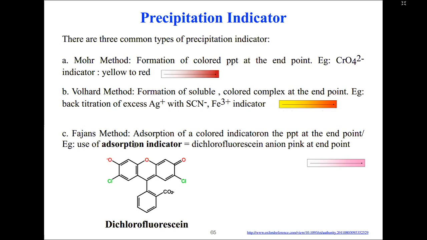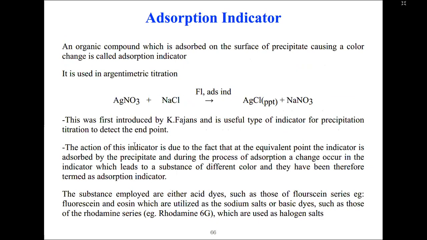And the last one, the indicator is attached to the surface of the PPT. And when it is attached, that is colored. Okay. Not the whole PPT is colored, just the surface is colored. So an adsorption indicator is a type of precipitation indicator which is adsorbed on the surface of the precipitate, causing a color change in the indicator. For example, here you have AgNO3 and NaCl. When you do the reaction, you form AgCl. When the AgCl PPT is formed, this fluorescein will attach to the surface of AgCl to form the color change.